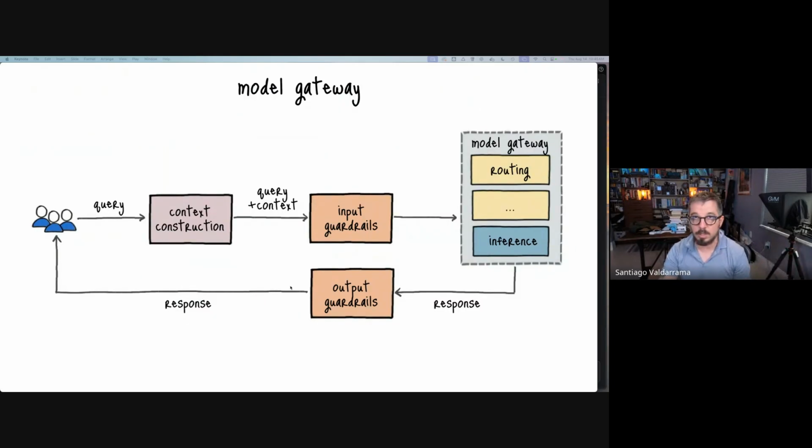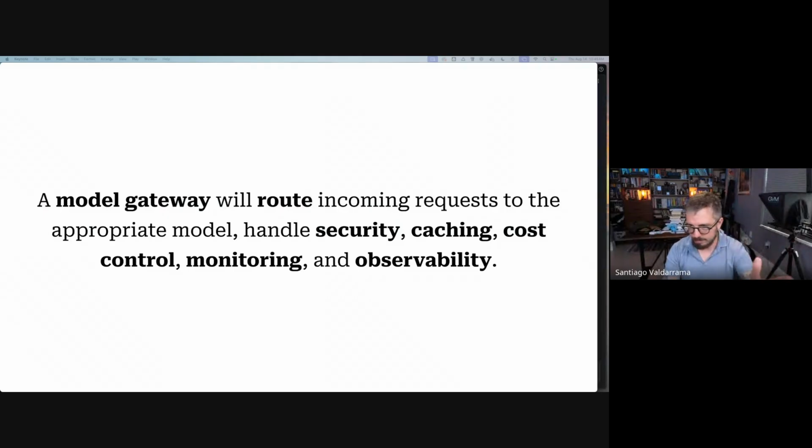Remember that last session we talked about input guardrails and output guardrails. That's why I have them here. But imagine, you send a query, you do context construction, you go through the input guardrails, but instead of hitting a model directly, instead of communicating with the model API, with the ChatGPT API, for example, or Gemini API, now you're going to be hitting a model gateway, okay? And one of the things that the model gateway is going to be doing internally is, for example, routing. You're not hitting the model directly, you're hitting an intermediate layer that will decide which model you should be accessing.